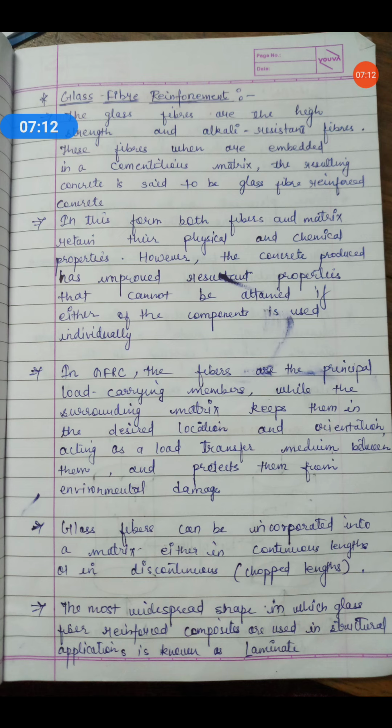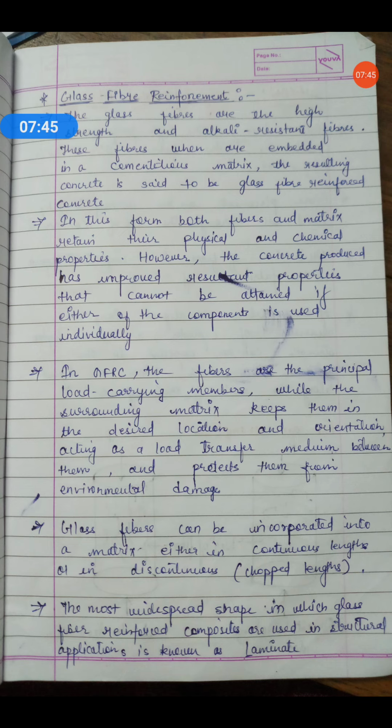Means when you are adding glass fiber to your cementitious matrix. Cementitious matrix means the mixture of cement, aggregate, water and admixture. So along with all these ingredients, if you are adding extra glass fiber to it, then it is known as glass fiber reinforced concrete. In this form, both fibers and matrix retain their physical and chemical properties.